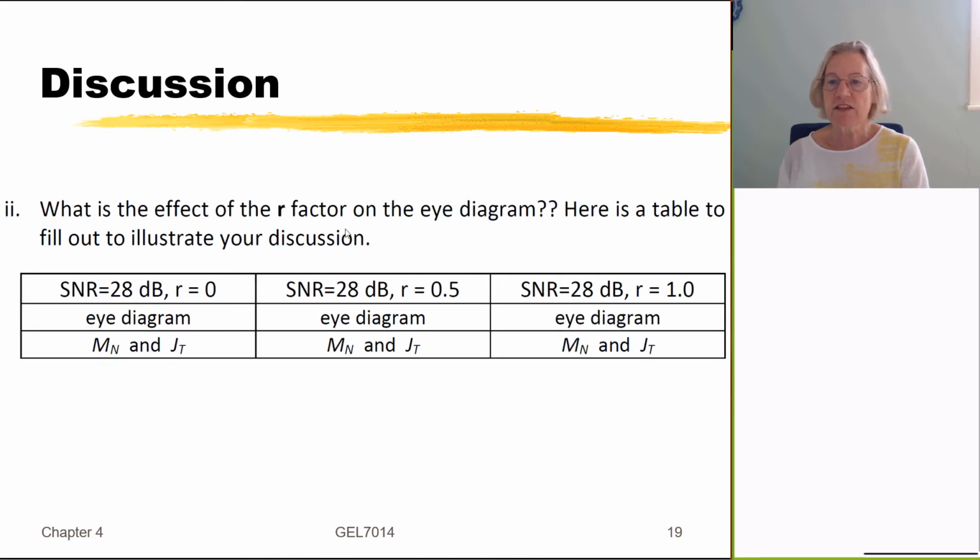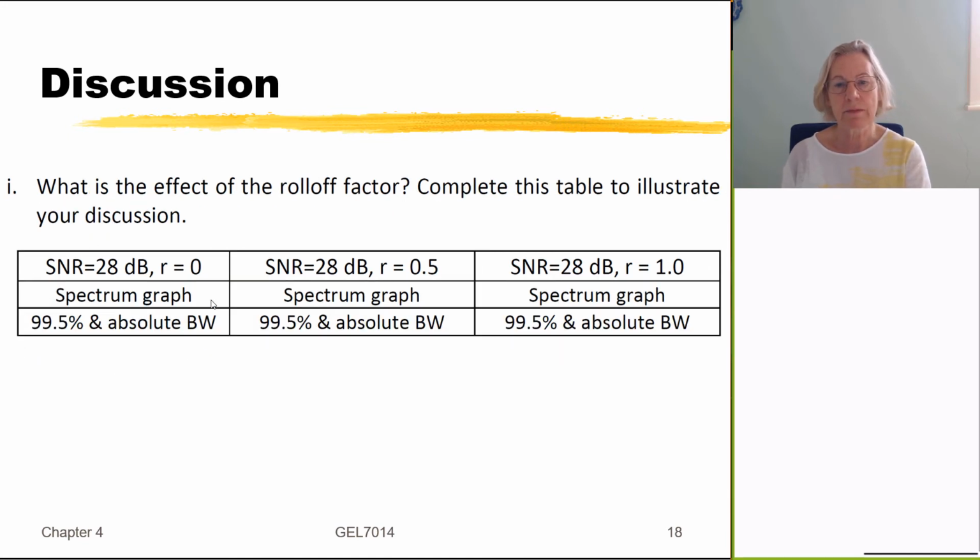What's the effect of the roll-off factor on the eye diagram? And so here again, same parameters, but now I'm putting in a graphic of the eye diagram, and I'm putting in the quantities I measured off the eye diagram, and these can be compared to say what is the impact of the roll-off factor on the time domain behavior captured in the eye diagram. And of course, the previous one would be on the frequency domain behavior, which is captured in the spectrum.